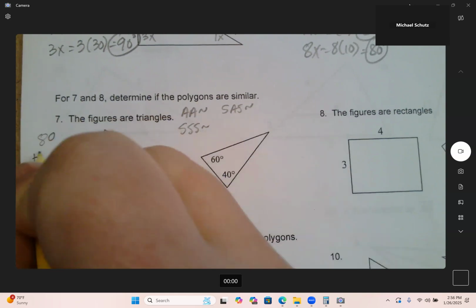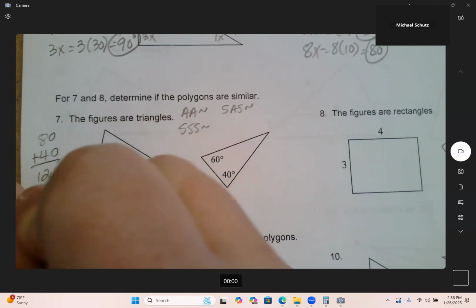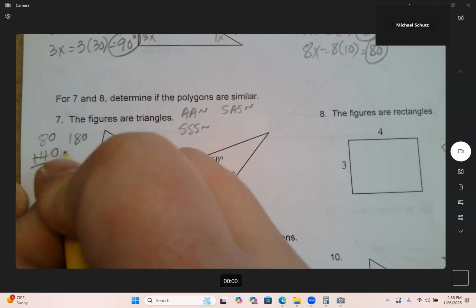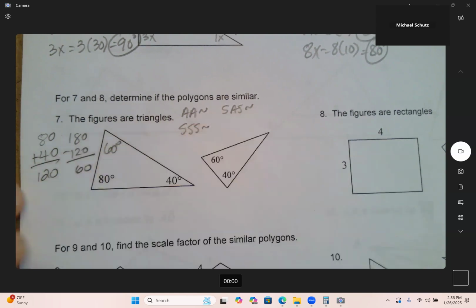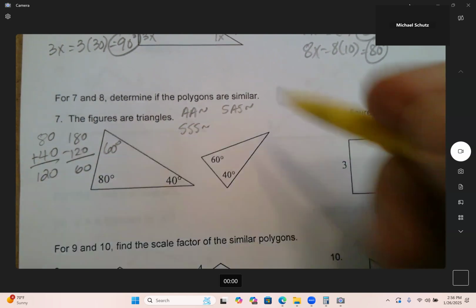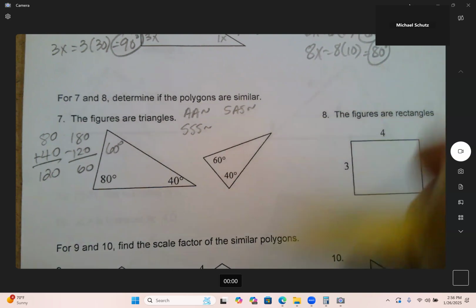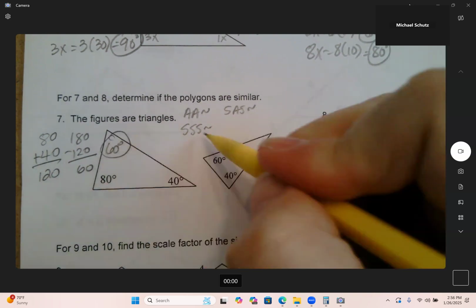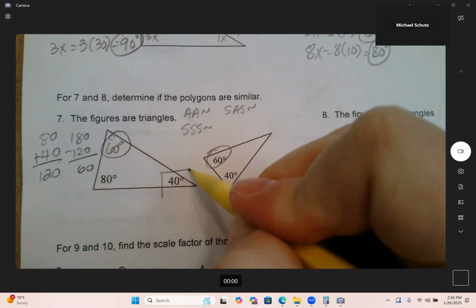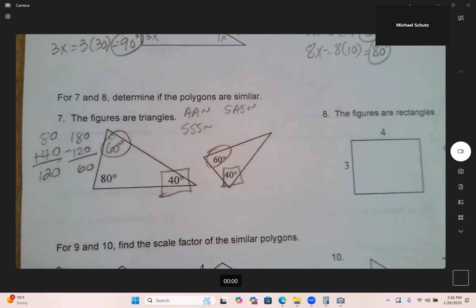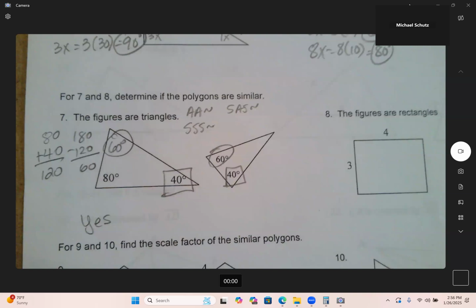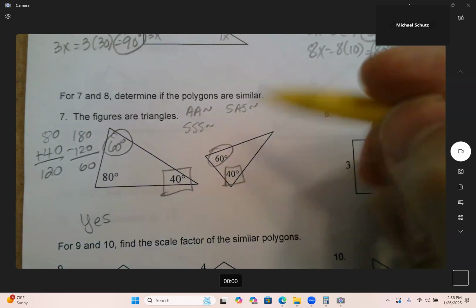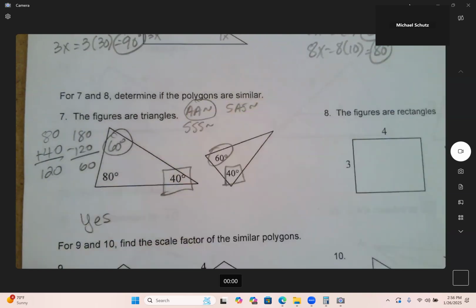So I'm going to do 80 plus 40 is 120. And then 180 minus 120 is 60. So this angle is 60. I could do the same thing for this one if I wanted to, but I don't really have to. I have a 60 and a 60, and I have a 40 and a 40. So these 2 triangles are similar, and that's because of the angle-angle similarity theorem.